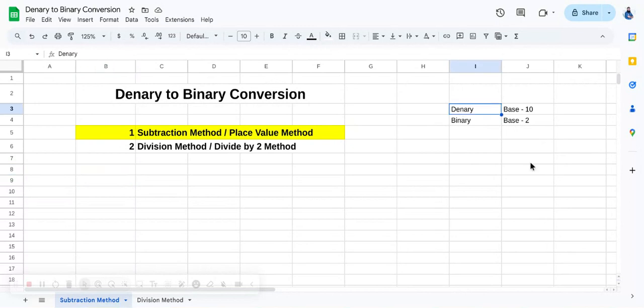A denary number is a number which has base 10, and a binary number is a number which has base 2. So generally when a number is written, for example 170, without having any base, it reflects that this number is actually a denary number. So there are different types of number systems available. That's why it is important to mention the base of a number when we are representing.